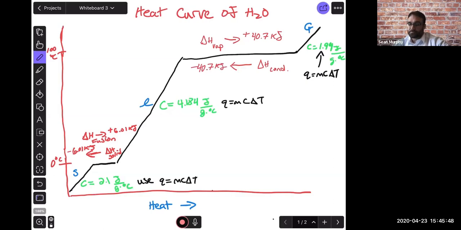So as a quick once over, when you are on the diagonals, you're at solid, liquid, or gas. When you're at the horizontals, that's the phase change, and it needs additional heat. We're going to use these numbers in the next lesson. 6.01 is at 0 degrees, and it should be positive or negative depending on what direction you're going. And at 100 degrees, which is the next phase change for water, it's 40.7, positive or negative depending upon the direction.